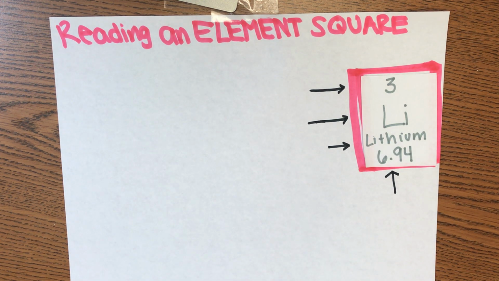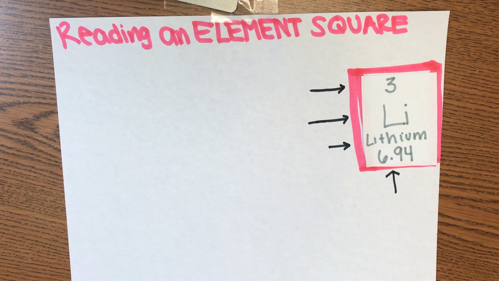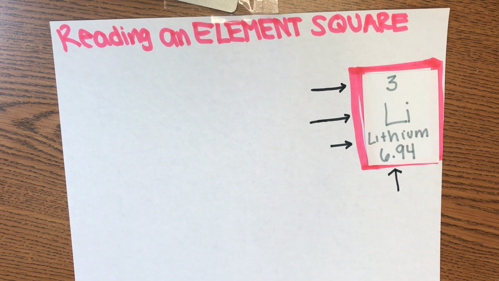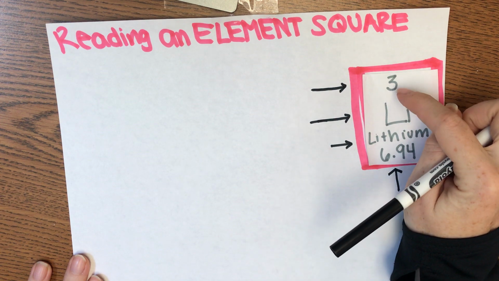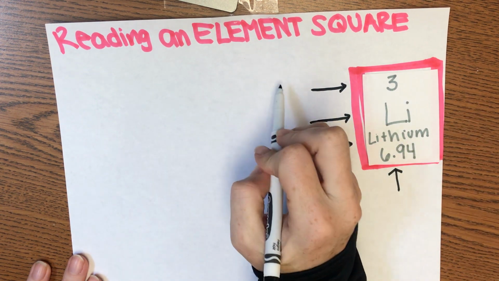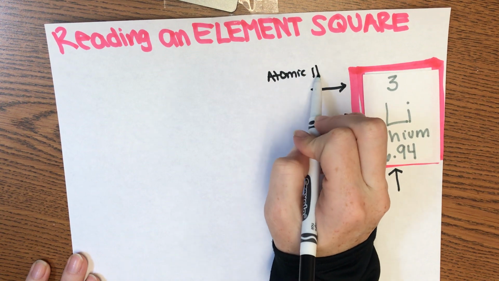Today we're going to talk about how to read an element square. The first thing to know is that you can find all of the different element squares on the periodic table. But for today's lesson, we're just going to go ahead and break it down and look at one element square at a time. So, this first number at the top tells you your atomic number.